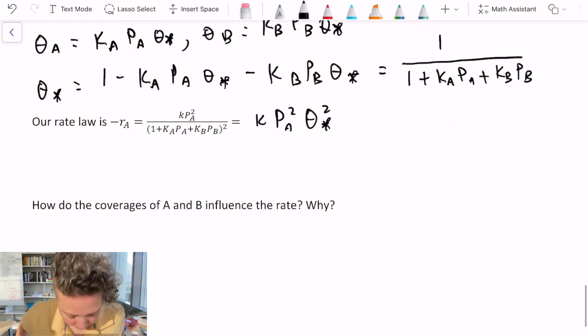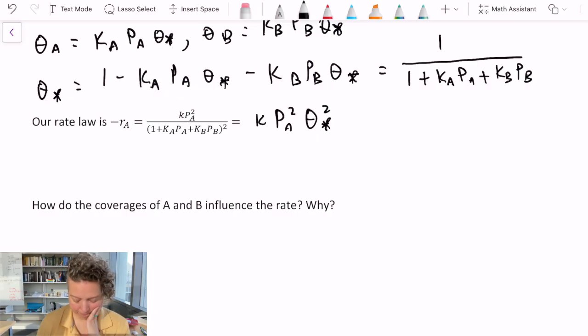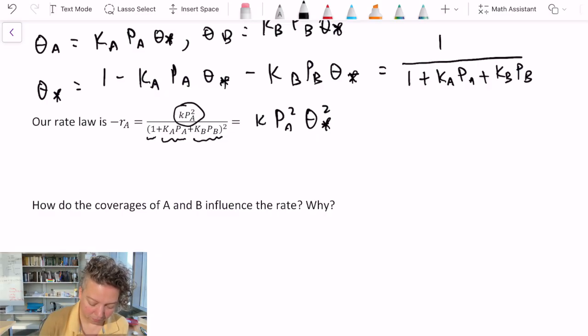So one thing to note about coverage is it influences the rate. This term here is essentially the coverage of A. This term here is essentially the coverage of B. And this term here is essentially the free site coverage. So if your surface is completely uncovered, there's no A or B on it, and it's all free sites, now your rate law reduces just to k times P_A. However, if you have A or B on the surface, then your free site coverage is reduced, and your denominator term is larger, and the consequence of that is that the rate is smaller.